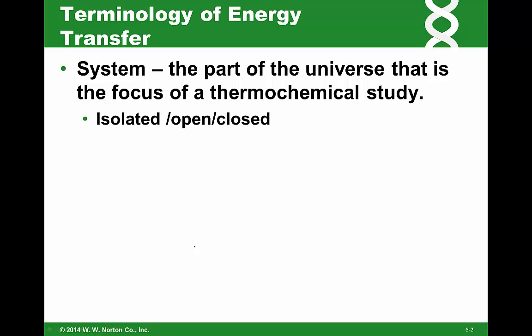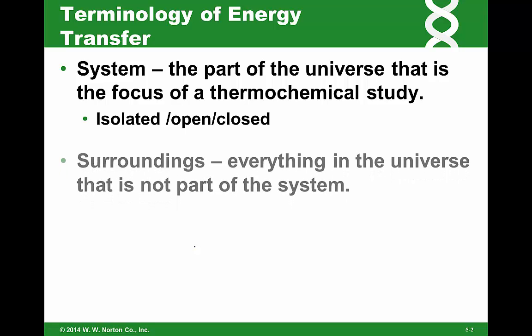There are three types of systems, and we're going to discuss what's different about them in a little bit. So bear with me on this. So three categories of systems: isolated systems, open systems, or closed systems.